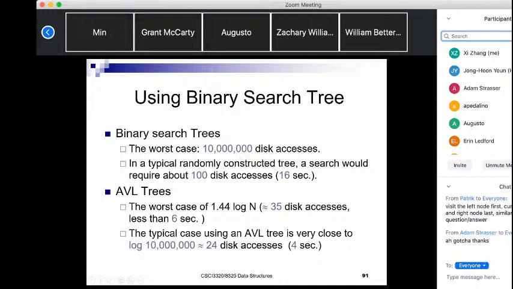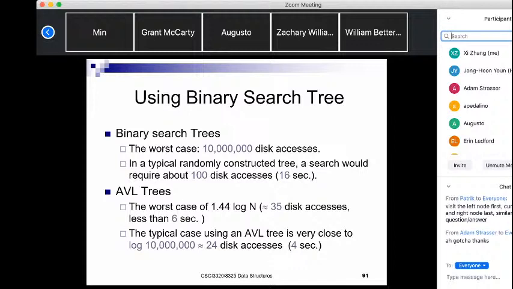But let's consider the average case. When we use a typical binary search tree, a randomly constructed binary tree requires around 100 disk I/O operations, because the height of the tree is about 100. And 100 disk I/O operations require 16 seconds. 16 seconds is not really acceptable, because users do not want to wait 60 seconds after submission of the query. So we need to find a better way.